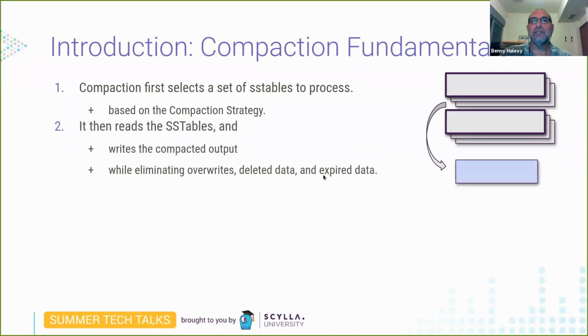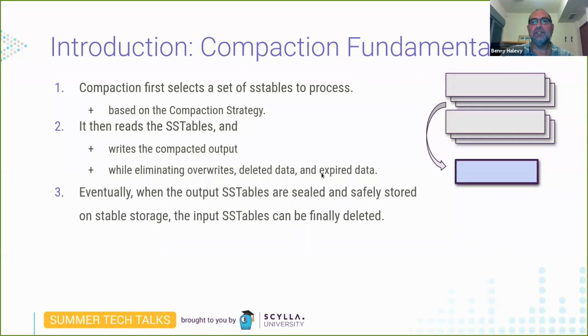Then compaction reads these SSTables and it writes the compacted output, where it can eliminate any overwrites that happen between the selected SSTables. It can also eliminate any data that was explicitly deleted, and also data that expired over time based on its time to live, or TTL field. Eventually, when the output SSTable is sealed and safely stored, so when we store it on stable storage, the input SSTables can be finally deleted.